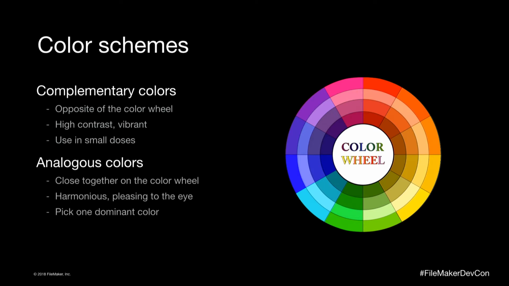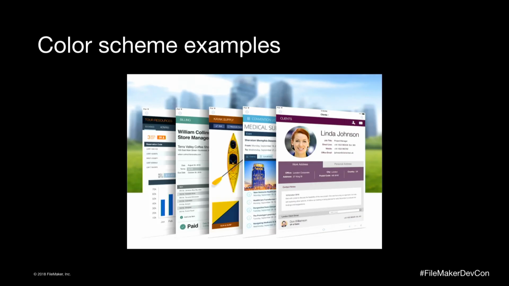Second is the analogous color scheme. This is where the colors on the color wheel are closer together. You can pick a dominant color like a blue and maybe pick lighter shades of blue. This is a lot more harmonious on the eye, and it's easier to spend a lot of time on that page. So let me give you some examples.